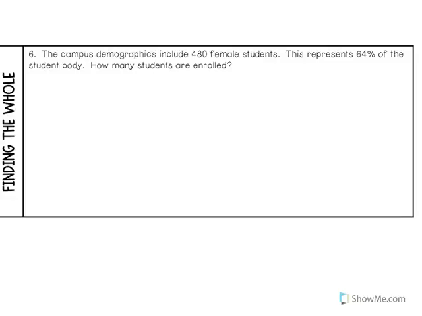So I'm going to go back to this problem and make my notes. I'm analyzing. The campus demographics include 480 female students. That would tell me that's a part. Continue. This represents 64%. Every time you see a percent, I want you to write it as 64 over 100. That's your part over whole. How many students are enrolled? So we are looking for the whole.